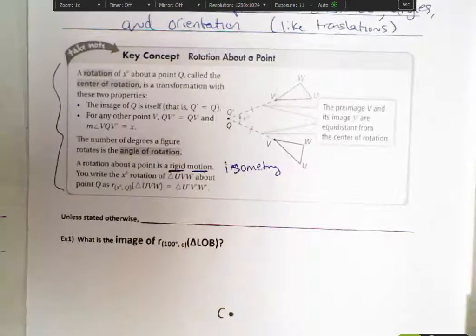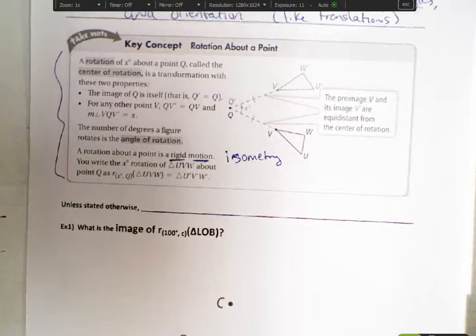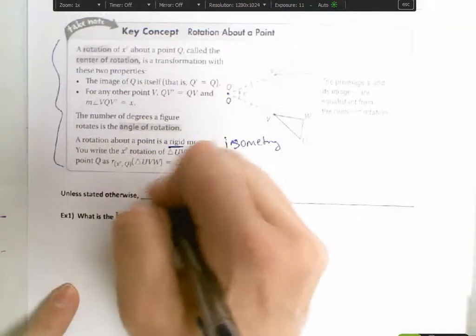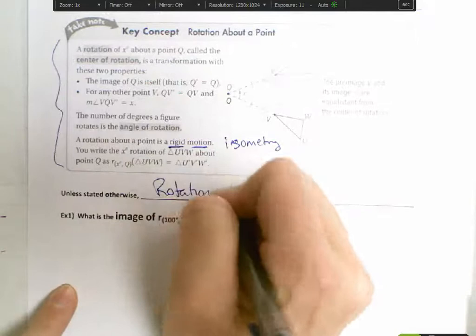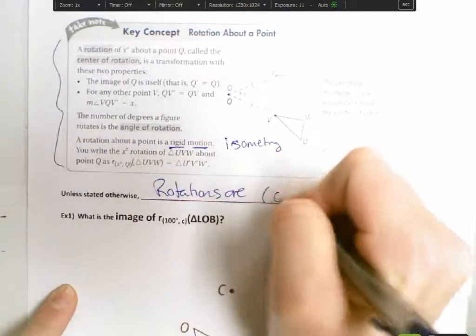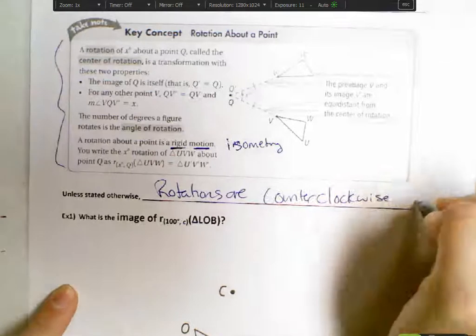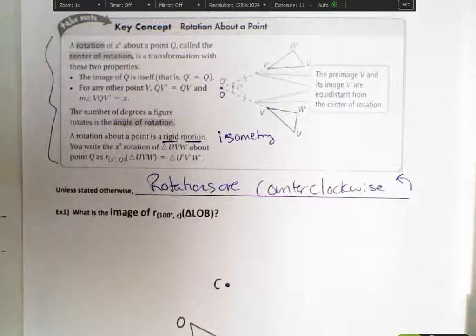Okay, so we are going to practice these. They're not the easiest ones to do, so it's going to take some practice and a little bit of coordination. You need a compass and a protractor with you. If you don't have them right now, pause the video and go get them because you need them to do this project. So unless otherwise stated, rotations are always counterclockwise. So we are going that direction when we measure angles. So let's take a look.